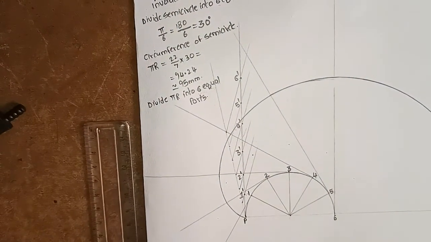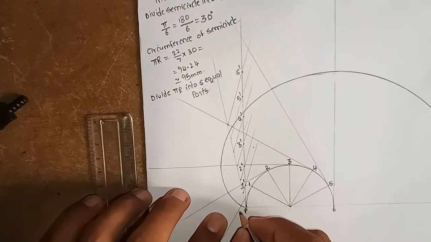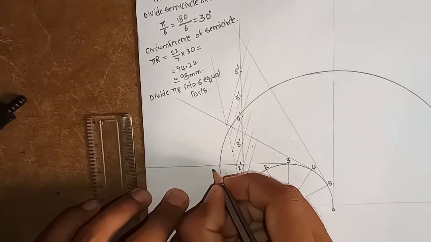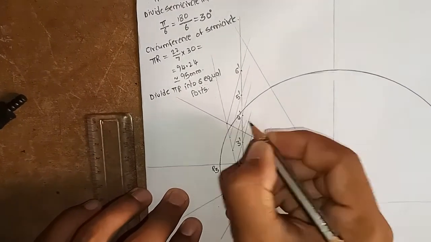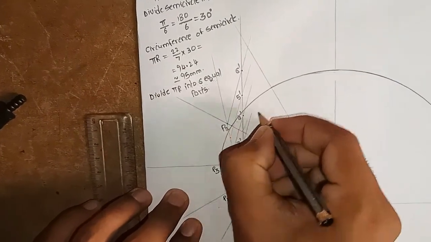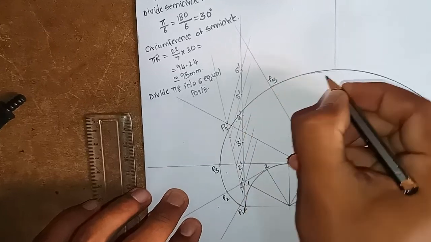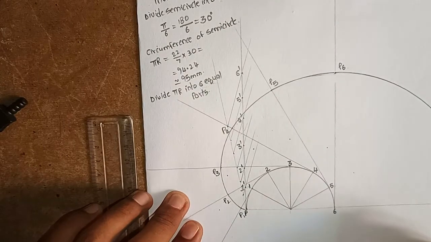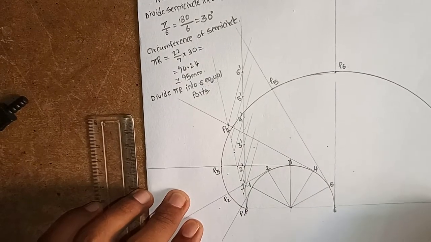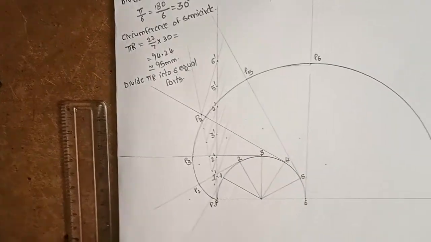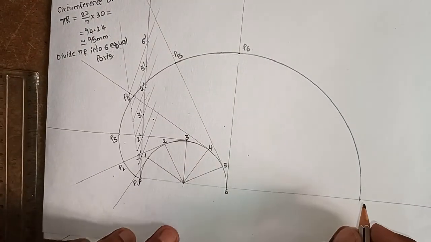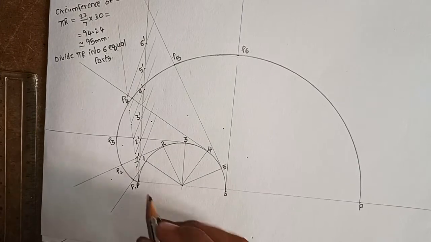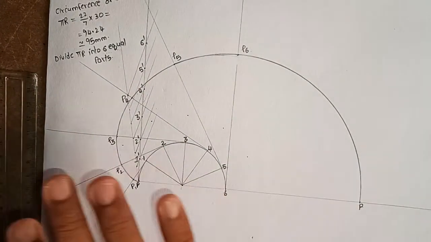Now we have to make some thick part, students. So that is P1, P2, P3, P4, next P5, next P6, and finally we will get again P, students. So the starting point and ending point are the same. That is P. So like that we have completed it.